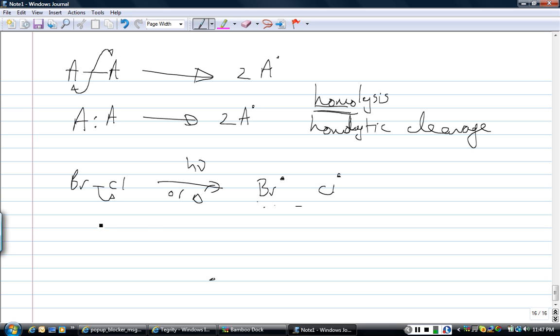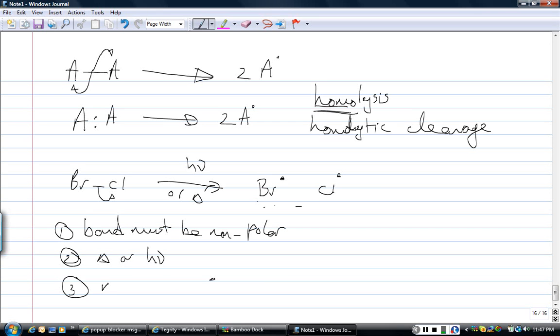Well, under what conditions would I get homolysis? And the answer is: one, the bond under consideration must be nonpolar. Two, the conditions require heat or light. And three, the reaction happens in nonpolar solvents or in the gas phase.